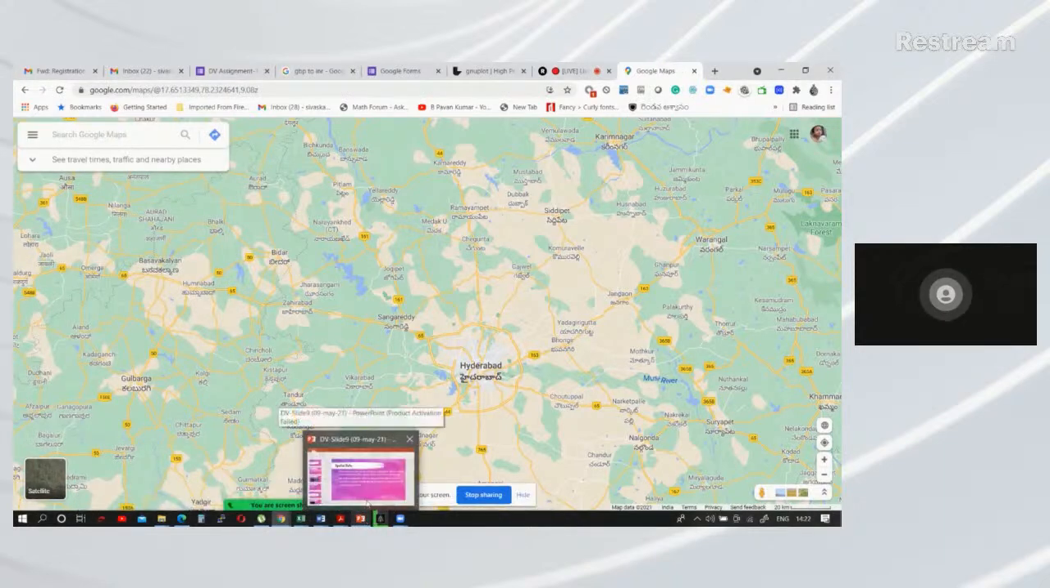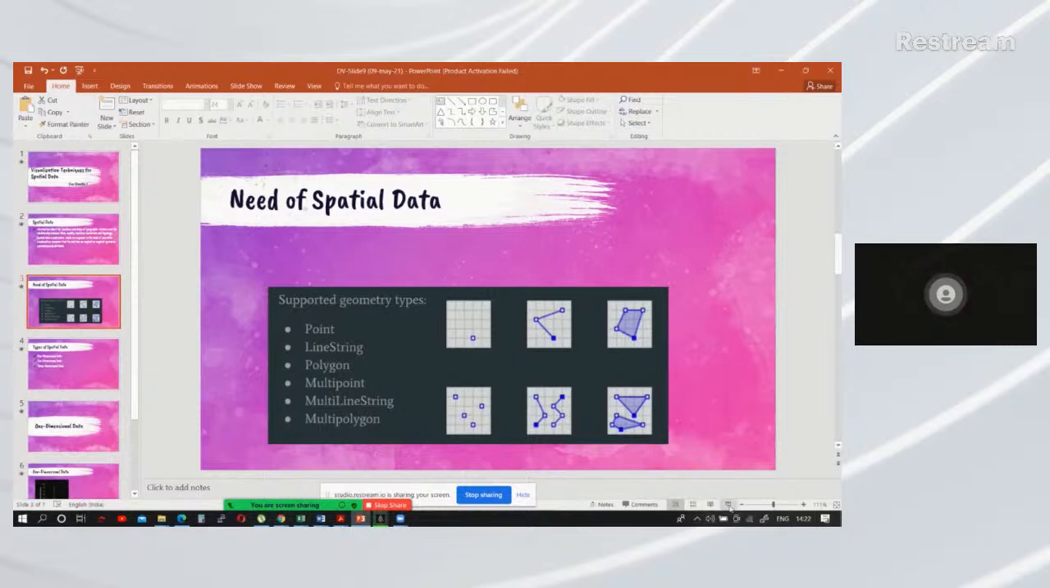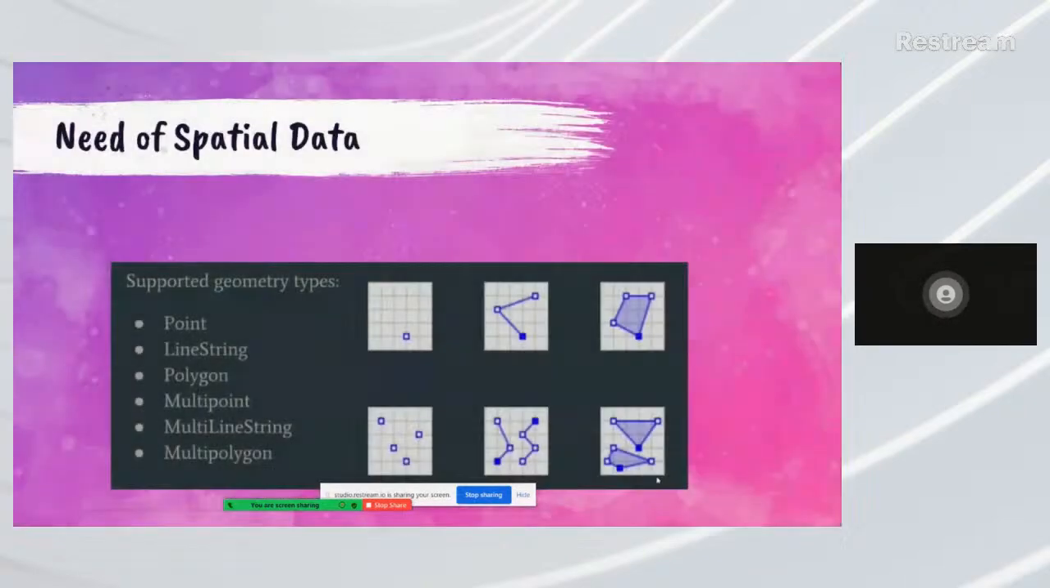Now, do you understand the problem? What are we dealing with in the second unit? We are dealing with spatial data. So what is the need of spatial data?